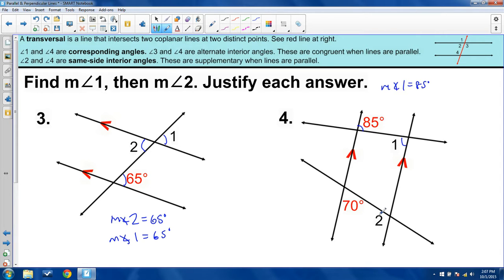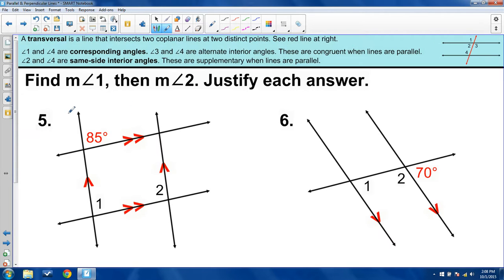Now angle 2, like I said, does not relate to this one. These lines are not parallel. So although they're corresponding angles, they're not congruent. But 70 and 2 are same side interior angles with this transversal and these two parallel lines, and same side interior angles are supplementary. So if I add 70 with 2, I should be getting 180 degrees. And if you subtract 70, you're going to get the measure of angle 2 as 110 degrees. So that's numbers 3 and 4.